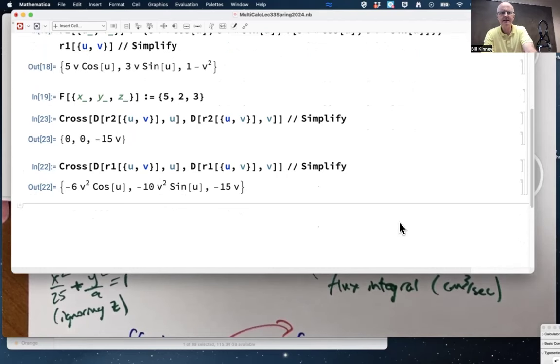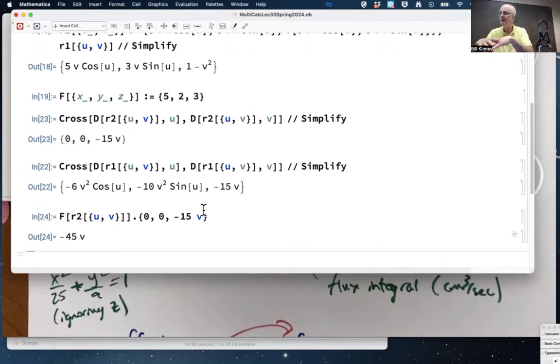What do you do with these things? The function you integrate is the vector field dotted with these vectors. Use a period for a dot product. Just copy and paste that. Fairly simple function for that's the bottom. Yeah, that's the bottom of the solid.